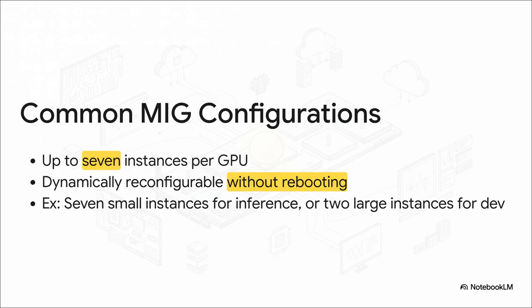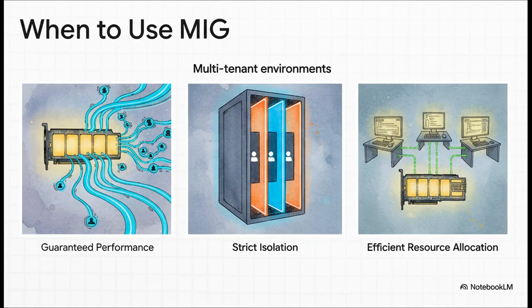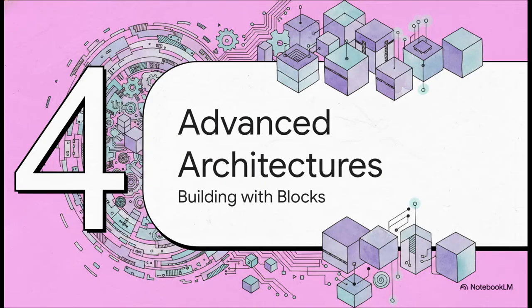It's incredibly adaptive. So this means MIG really shines in a few specific areas. It's the perfect tool for production AI, where you absolutely need guaranteed quality of service. It's also ideal for secure cloud environments where you have multiple tenants. And it's a fantastic solution for dev teams that need their own dedicated GPU resources but don't need a whole physical card to themselves.